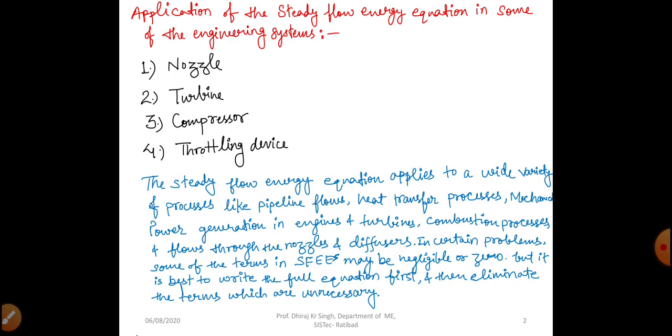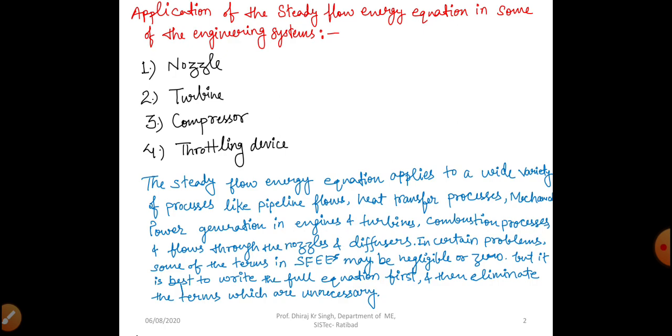Basically, the steady flow energy equation applies to a wide variety of processes like pipeline flows, heat transfer processes, mechanical power generation in engines and turbines, combustion processes, and flow through nozzles and diffusers. That means we are applying this steady flow energy equation basically for open systems, where energy and mass transfer both can take place. In certain problems, some of the terms in the steady flow energy equation may be negligible or zero.